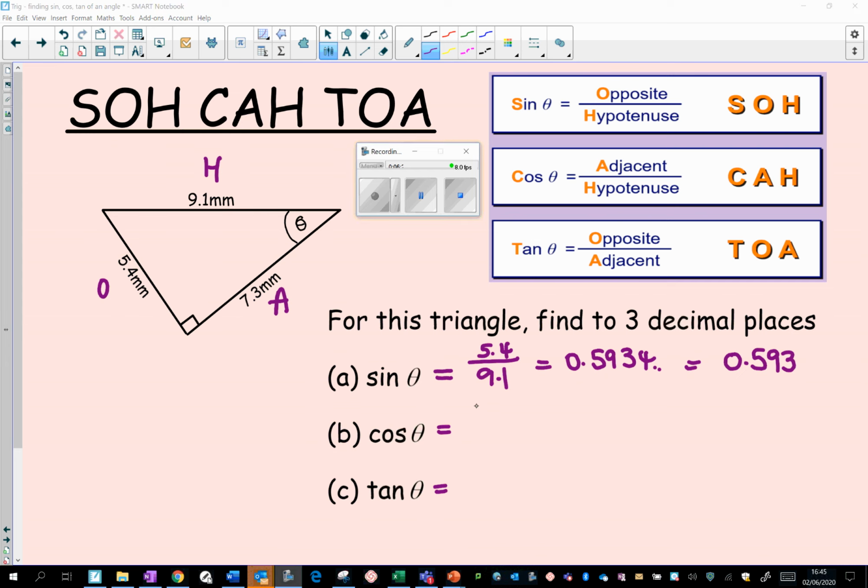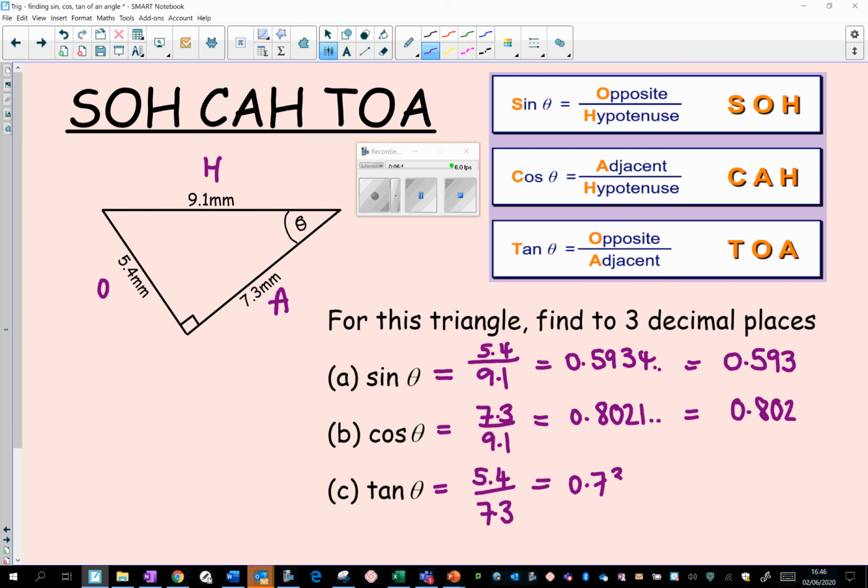Next one is the adjacent divided by the hypotenuse. Cosine is adjacent divided by hypotenuse. Well, that's 7.3 divided by 9.1, and that comes out as 0.8021. So to 3 decimal places, 0.802. And the last one, tan theta, well, that's going to be the opposite divided by the adjacent. So that's 5.4 divided by 7.3. And that comes out as 0.7397. And if you round that to 3 decimal places, it's 0.740.